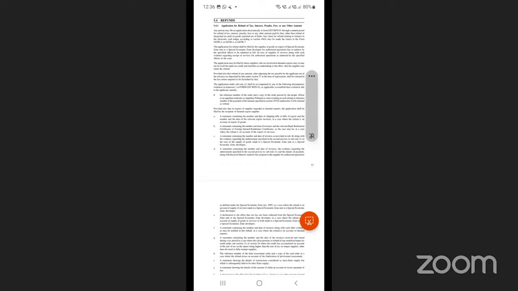RFD gives you a communication stating it as a refund. GST RFD-01 is the form. Through the common portal, you can file an application in the form GST RFD-01 for the refund of tax. And not only for refund of tax, it can be filed even for interest, a penalty, a fee, or any other amount paid by the supplier other than the refund also. He can apply through this form.